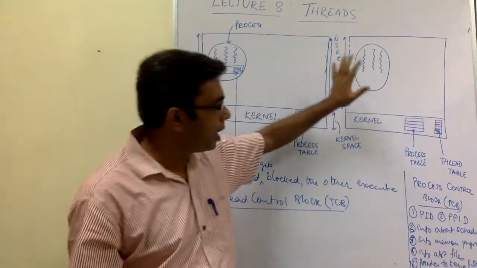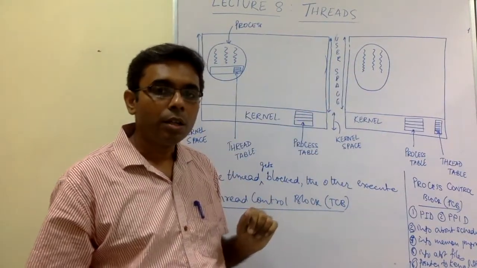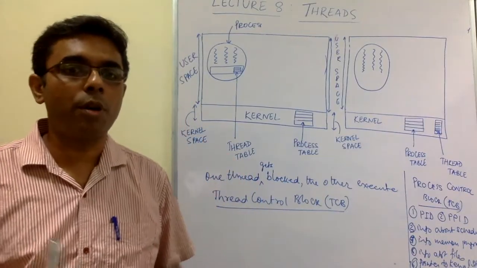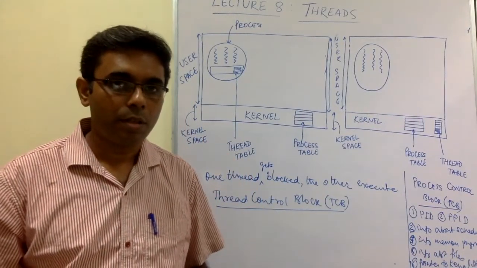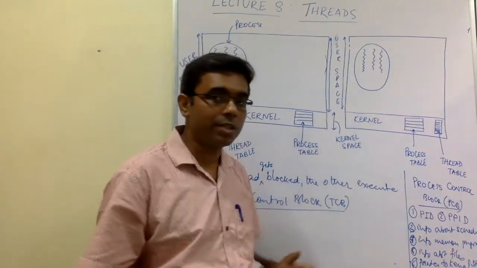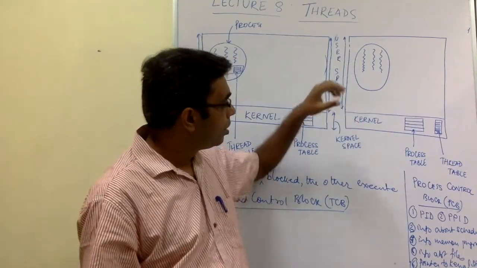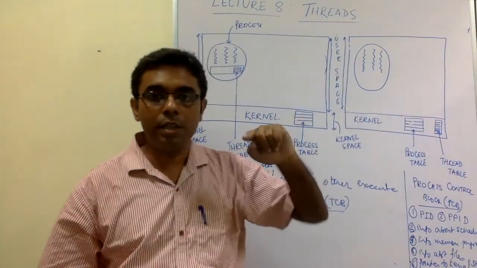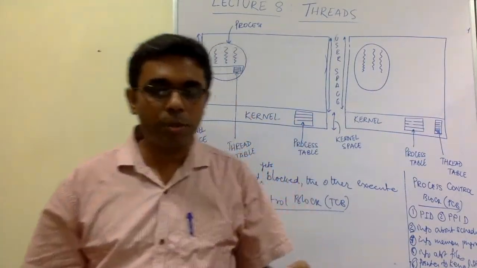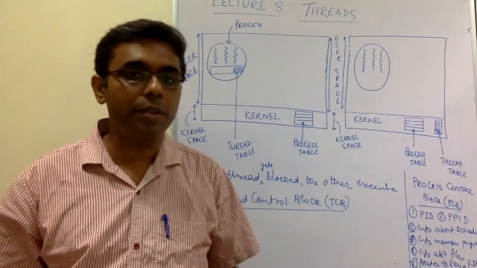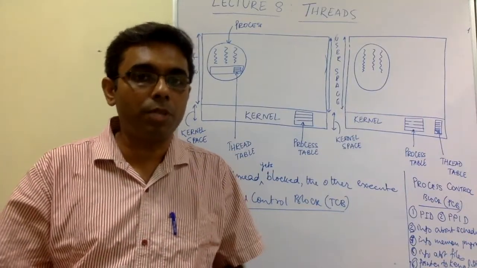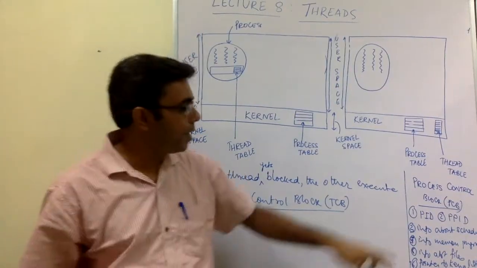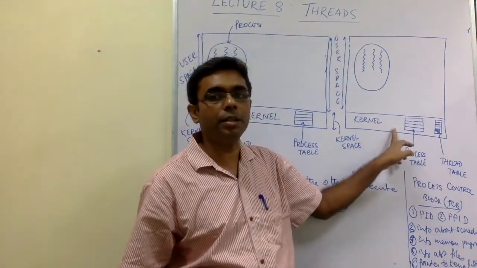Now the other situation is where the kernel also supports multi-threading, so it also allows a number of threads to be created. These are called kernel level threads. In that case, the kernel maintains the thread table, because it's the kernel that can create multiple threads. Obviously, the information about the threads is maintained in the kernel itself. So here we have a thread table that is maintained in the kernel.